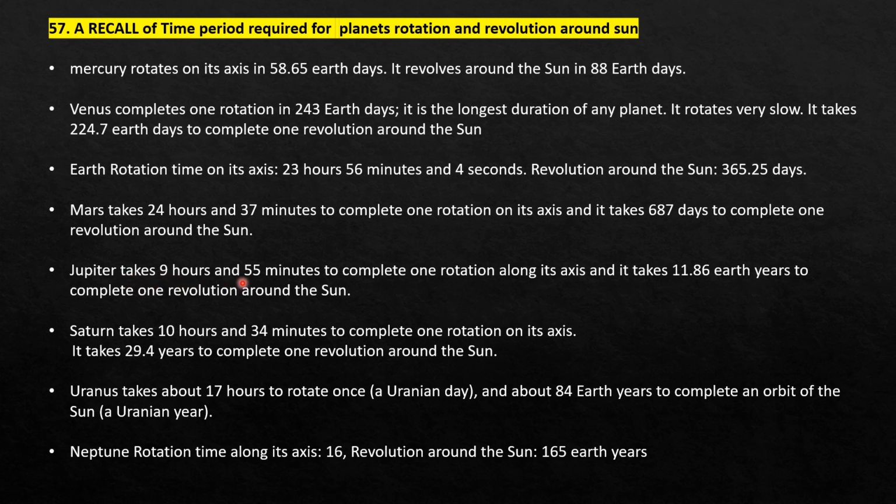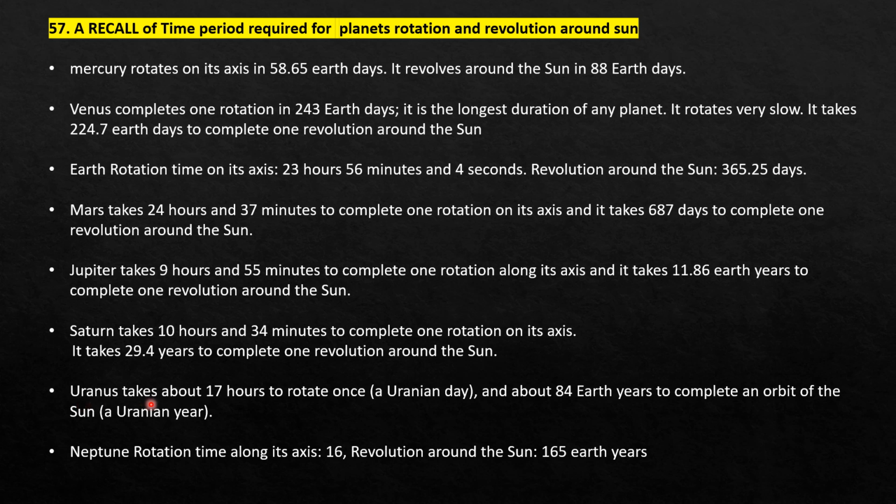Why so short a duration? It is because Jupiter is a very light, gaseous planet, so it takes less time to rotate. Saturn takes 10 hours and 34 minutes. This is similar to Jupiter, both are at almost the same time. Actually, it's a very, very minute difference between these two planets, Jupiter and Saturn. They are light, gaseous planets, so they rotate very fast. Saturn takes 29.4 years to complete one revolution around the Sun.